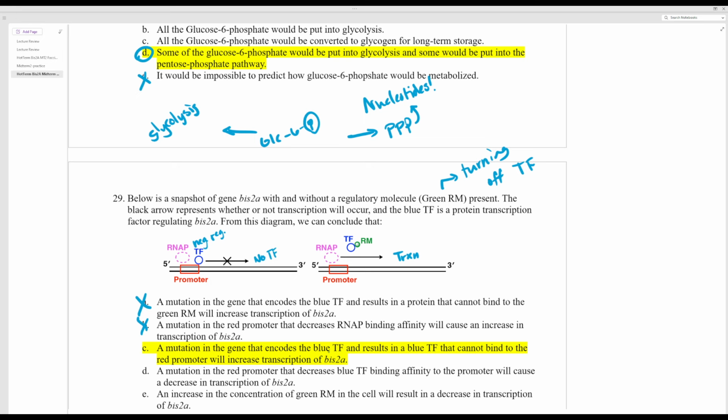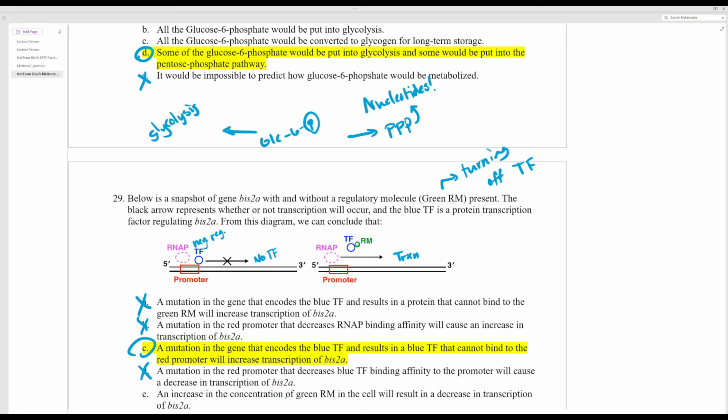C, a mutation in the gene that encodes the blue transcription factor and results in a blue transcription factor that cannot bind to the red promoter will increase transcription of BIS2A. What this is saying is our transcription factor can no longer bind to our promoter. And what we see is when the transcription factor cannot bind to the promoter, we get transcription. So C is correct. D, a mutation in the red promoter that decreases blue transcription factor binding affinity to the promoter will cause a decrease in transcription of BIS2A. This is effectively doing the same thing as C, right? The blue transcription factor won't be able to bind to the promoter as well. And when it doesn't bind to the promoter, we get transcription. So we should have an increase in transcription of BIS2A, not a decrease.